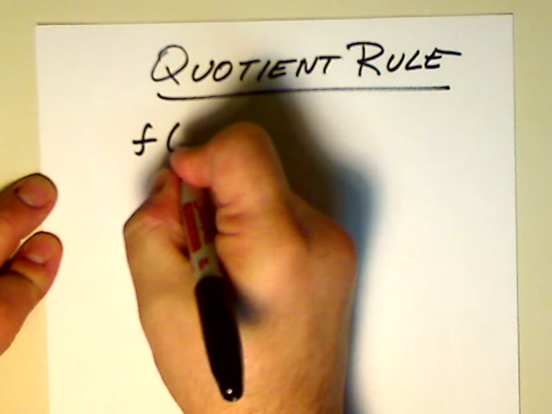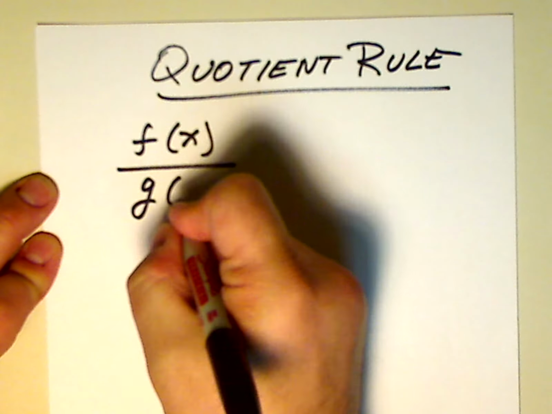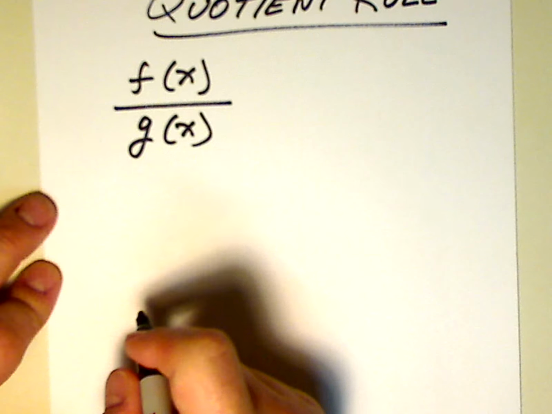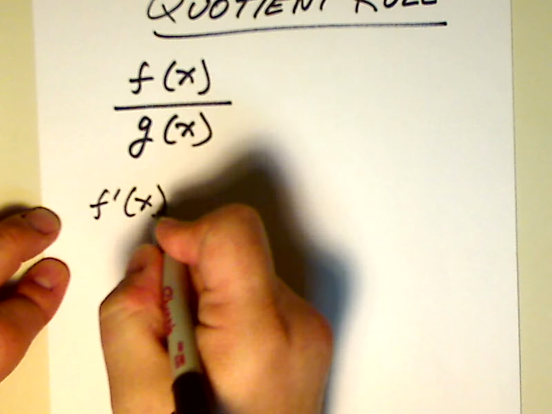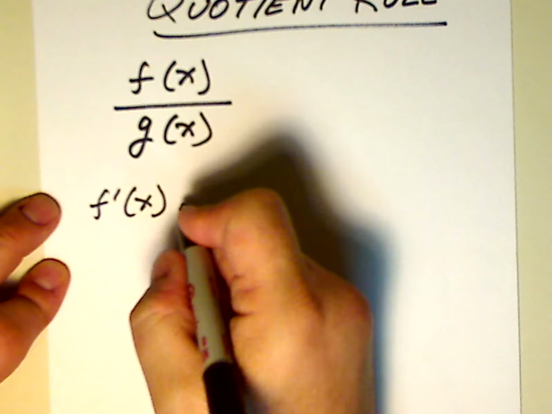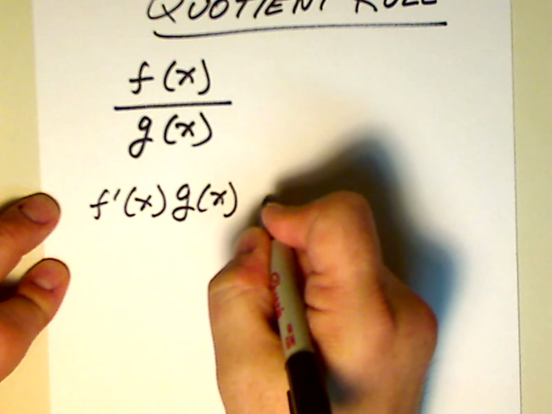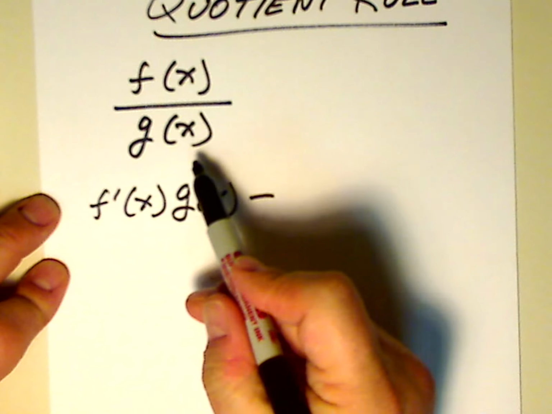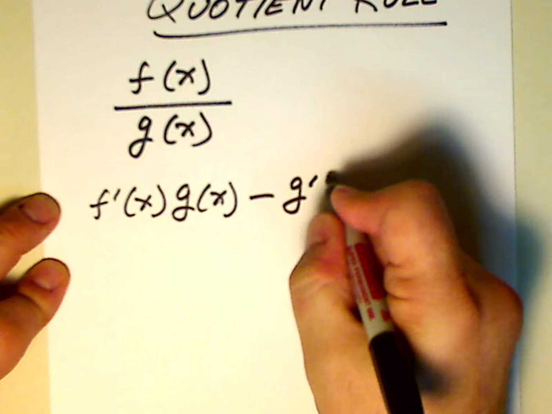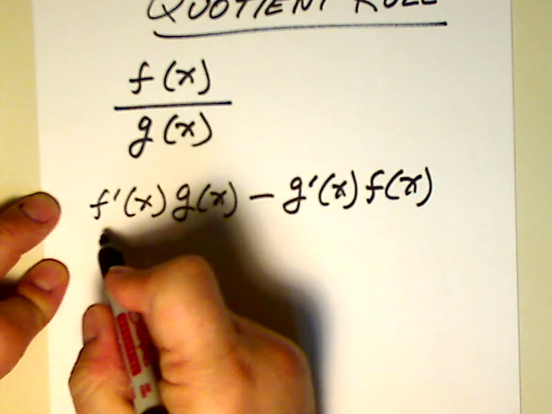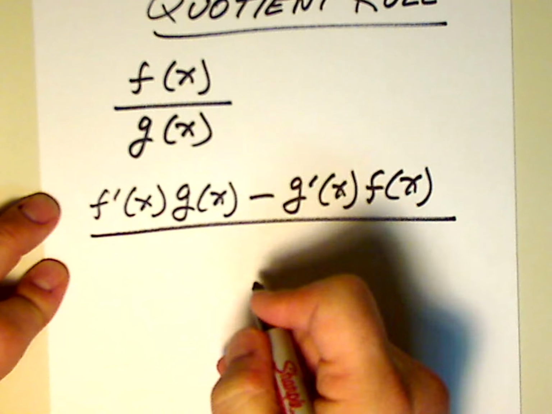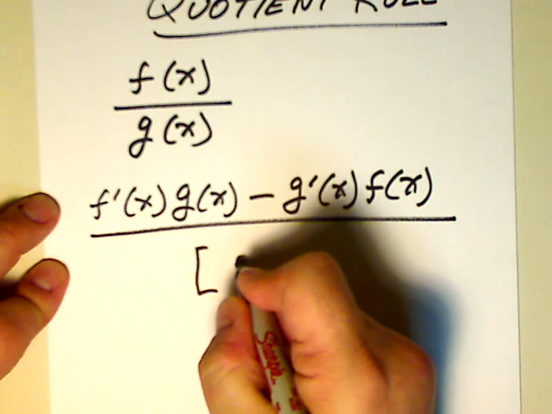Well, the quotient rule is we start off with a quotient, f of x over g of x, and when we differentiate it, we have f prime x, the derivative of the numerator, times the denominator, which is g of x, and then we're going to subtract off the derivative of the denominator, which is g prime x, times the numerator, which is f of x, and we're going to divide this whole thing by g of x squared, by the denominator squared.